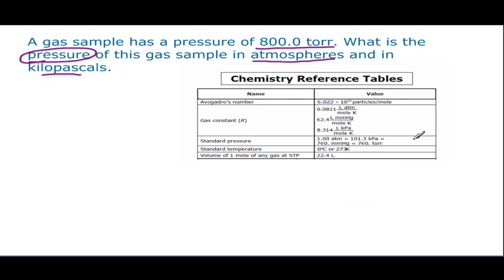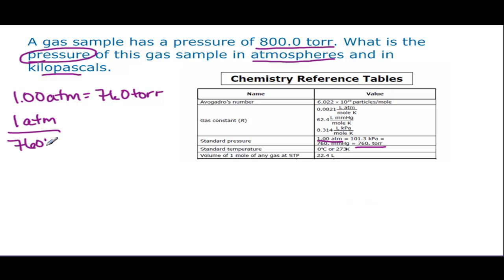So I'm going to look right here in my reference packet, and I see that 760 torr is equal to 1 ATM. So if 1 ATM equals 760 torr, then I can make that a fraction and set up a proportion. So this becomes a conversion just like we've done. So if 1 ATM is 760 torr, then x over 800 torr is going to get me atmospheres.